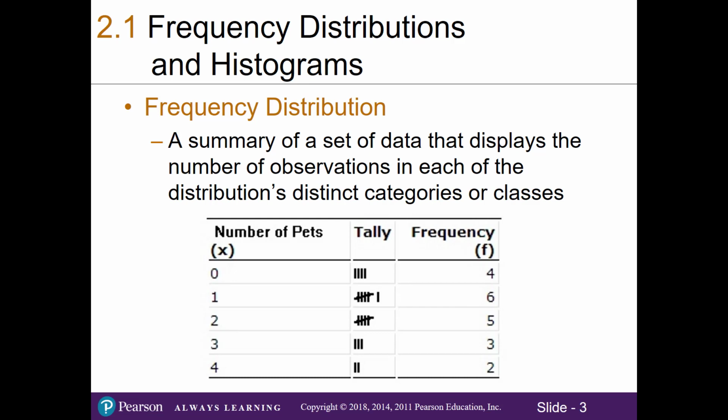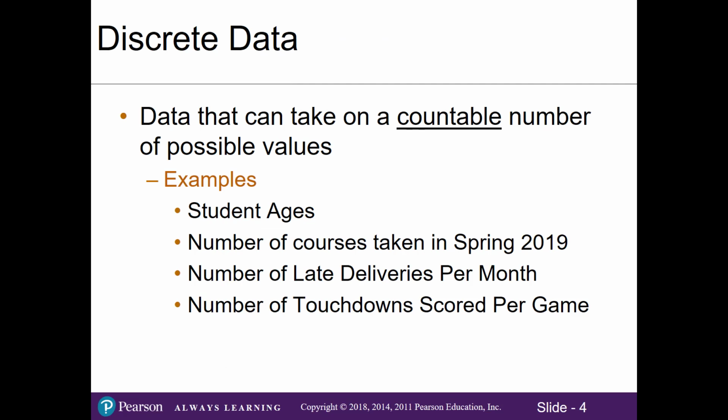Note that we are working with discrete data, which is data that can be counted. Recall we learned in Chapter 1 that discrete data is countable. For instance, we can count how many students are of a certain age. We can count the number of courses taken in spring 2019 per student. We can count how many late deliveries Amazon made last month. And we can count the number of touchdowns scored in a football game.